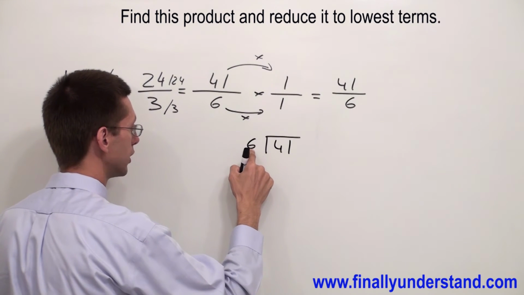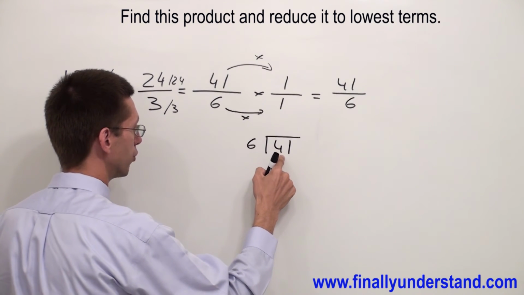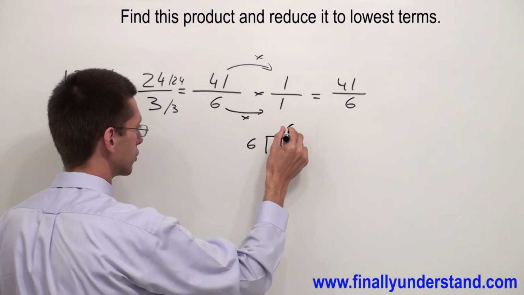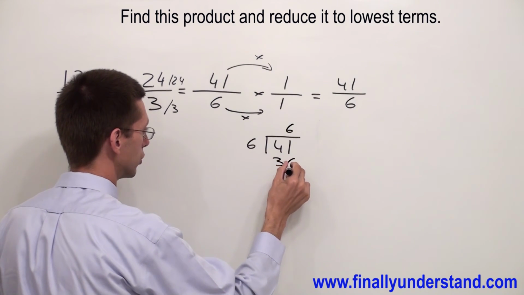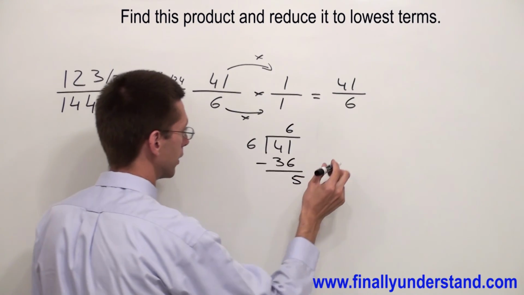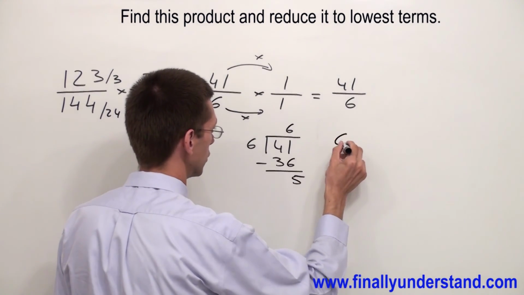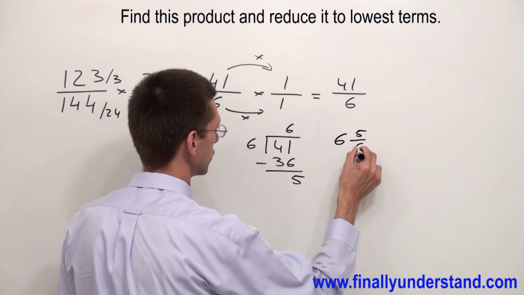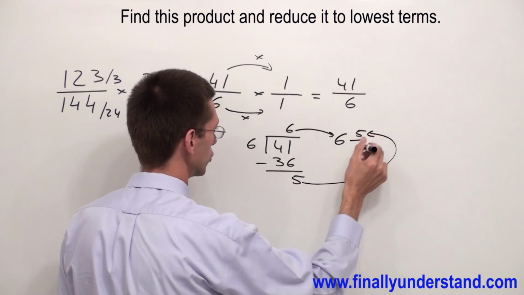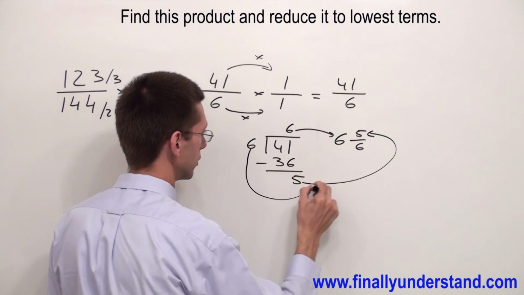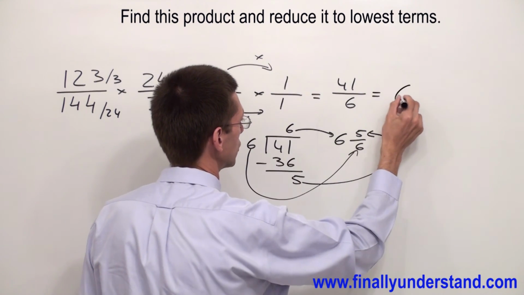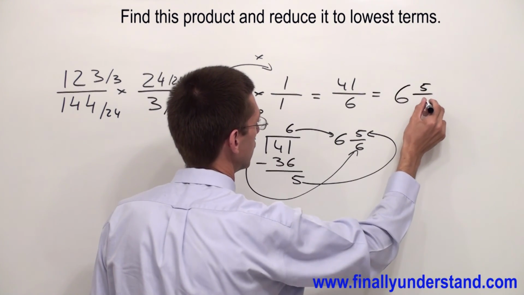How many times does 6 go into 41? It goes 6 times. 6 times 6 is 36. Subtract, the remainder is 5. Okay, so my answer is 6 and 5 sixths. Remember, the top number goes to the front, remainder goes to the numerator, and divisor goes to the denominator. That's why my answer is 6 and 5 sixths.